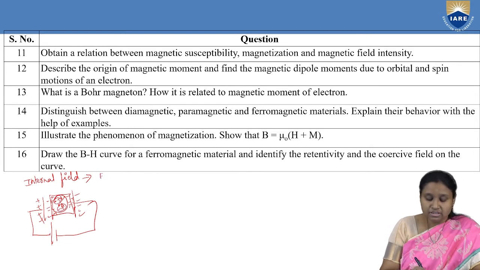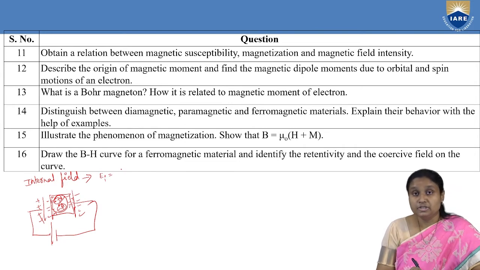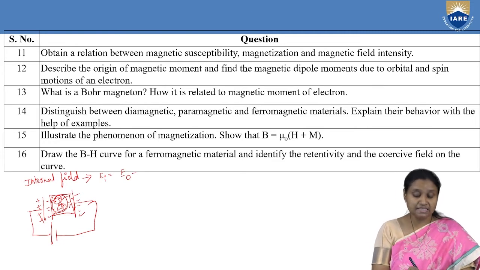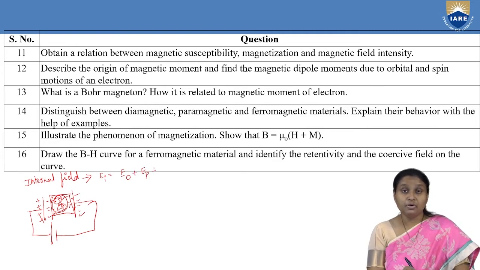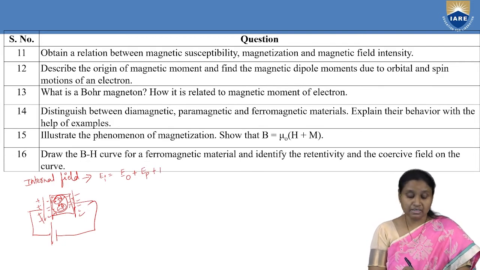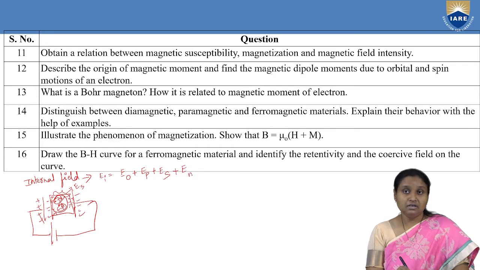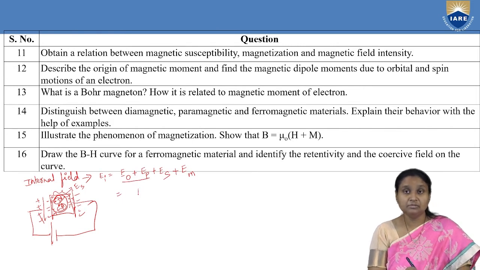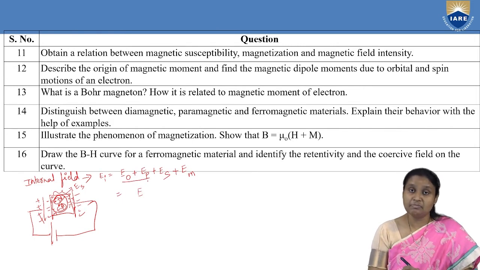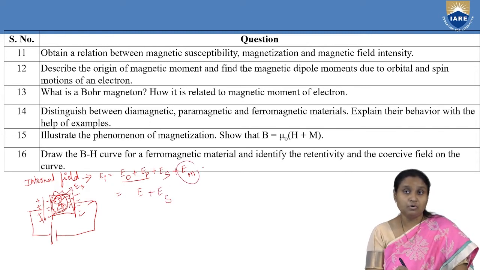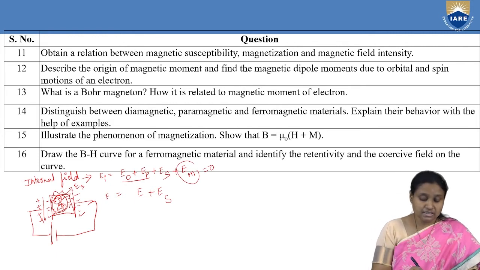So the internal field is a combination of four fields. One is E naught, the electric field due to charges on the capacitor plates, plus EP, the electric field due to polarized charges on the plane surfaces of the dielectric. Then ES, the electric field due to polarized charges on the imagined sphere, and EM, the electric field due to dipoles inside the sphere. What we observe here is that E naught plus EP is nothing but the externally applied field E, which is taken as the macroscopic field, plus ES, and EM is 0 when we consider a non-polar molecule. So we get the internal field like this.